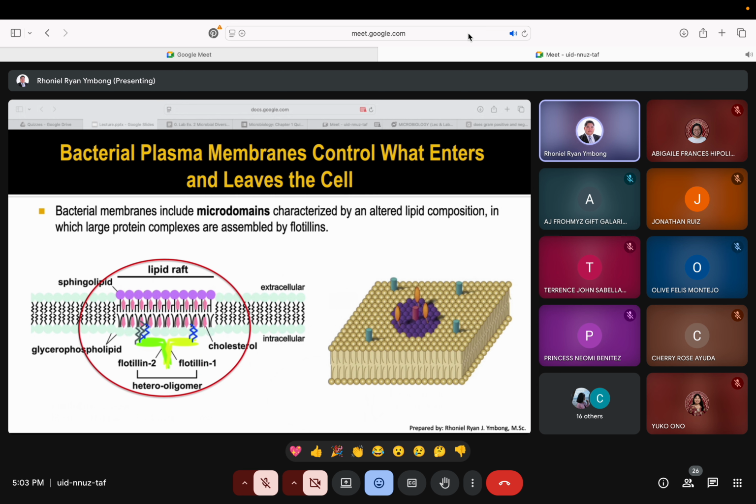So you have a plethora of different types of proteins that are working together as a single unit, most especially the presence of your flotillins. Your flotillins are proteins that help in the aggregation of these membrane proteins in the bacterial plasma membrane. So they are highly specialized in receiving external environmental stimuli, and they are also highly specialized in the transport of materials.